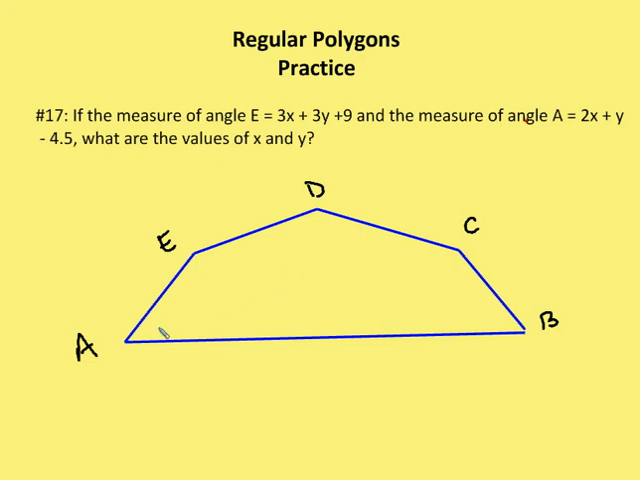Now we're given that this is a regular semi-octagon, which means that angles E, D, and C are all going to be congruent, and angles EAB and CBA are going to be half of the angles C, D, and E. So let's figure out what we've got here. The measure of angle E is 3x plus 3y plus 9. So I have 3x plus 3y plus 9.